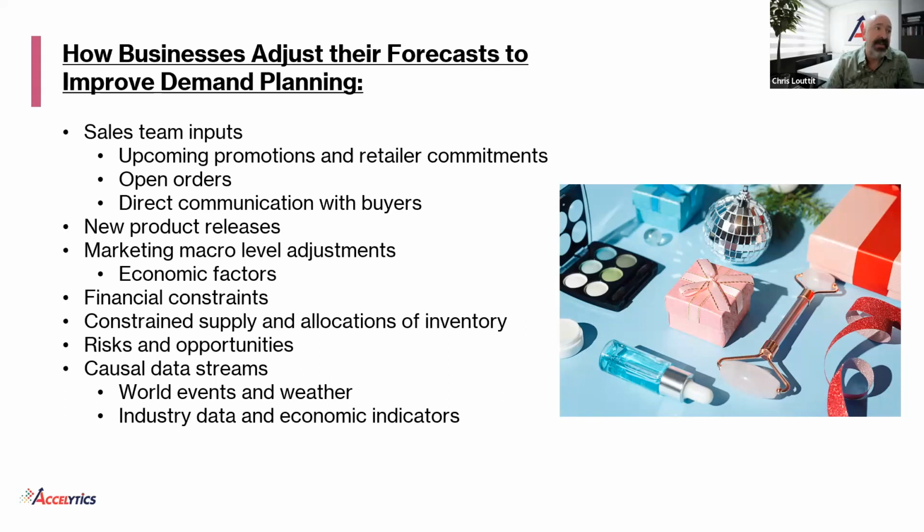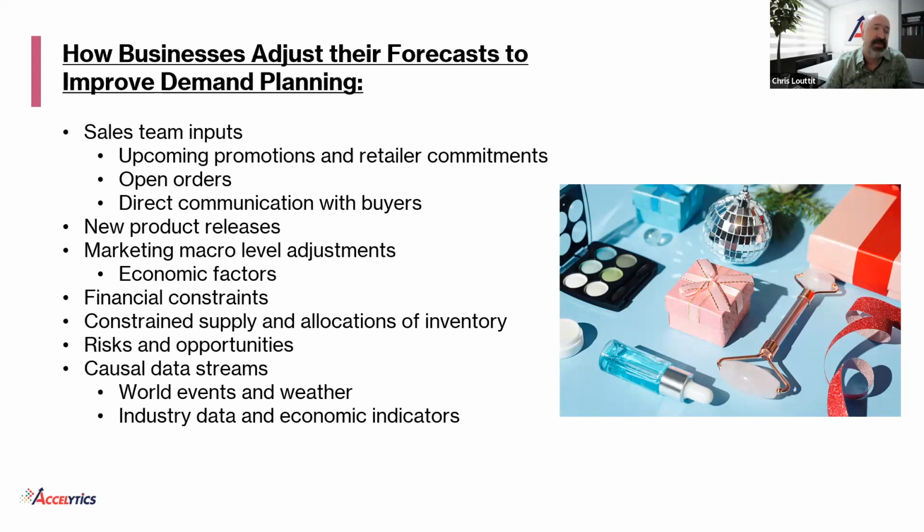New product releases, marketing, macro events. A good example of that would be the pandemic and the supply chain disruptions that came about as a result. Sometimes you need to make adjustments across an entire product line or across an entire region at a high level, and those come from these macro adjustments. We've got financial constraints, constrained supply and allocations of limited inventory, risks and opportunities. These are all things that we regularly add into our demand forecast in order to improve them.